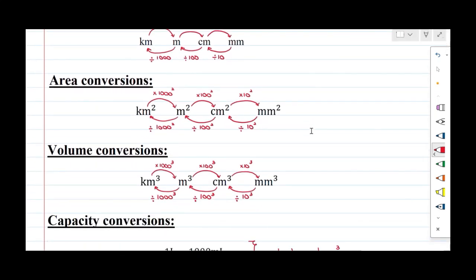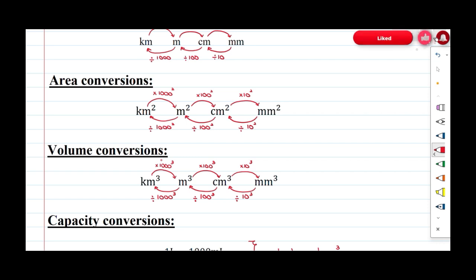And when we are going in the reverse direction, we divide everything. Millimeter square to centimeter square, divide by 10 square. Centimeter square to meter square, divide by 100 square. Meter square to kilometer square, divide by 1000 square.